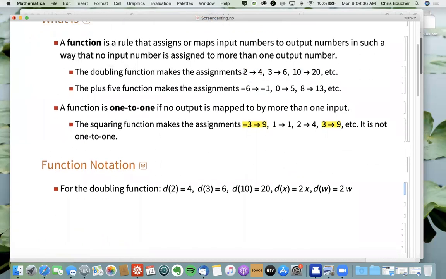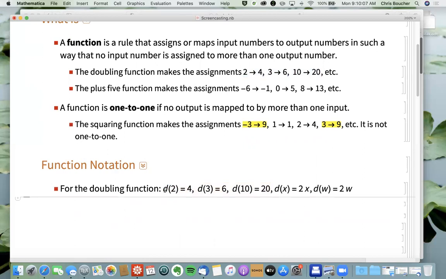What we'll do for the doubling function is, instead of writing all these arrows, we'll give the function a name. So we could name this function D for doubling. And the name is most often a single letter, right? We try to abbreviate as much as possible. And we'll write an expression like this, highlighted in blue, to mean that this function takes the input 2 and maps it to the output 4. The way you read that is D of 2 equals 4.